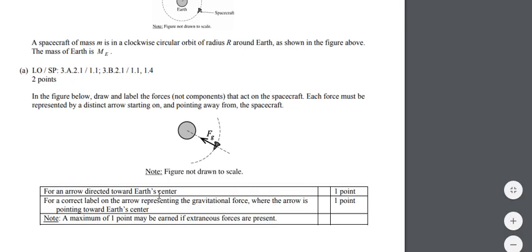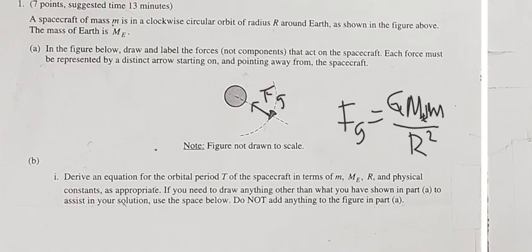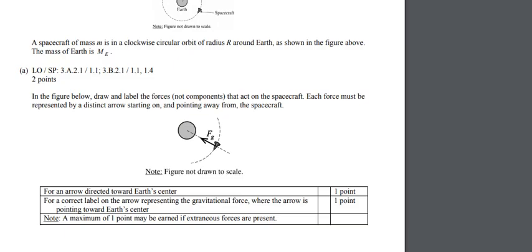And it turns out I was right. This is what you're supposed to have. It looks a lot like what I drew, just prettier. You get a point just for having the arrow without a label, and then you get another point for labeling it. And if you messed up and drew applied force or something crazy, you still get a point. That's not the case on all of them.